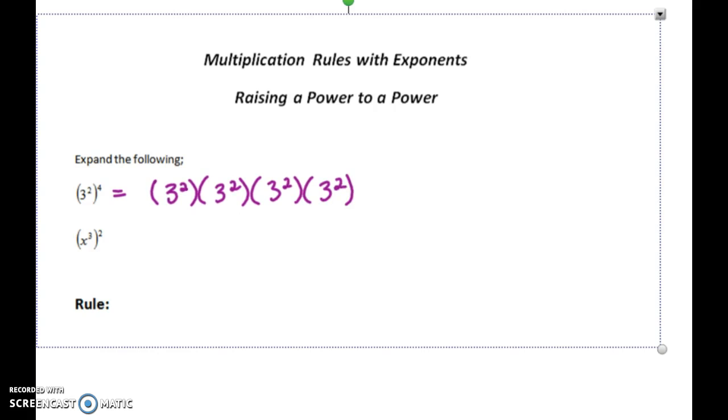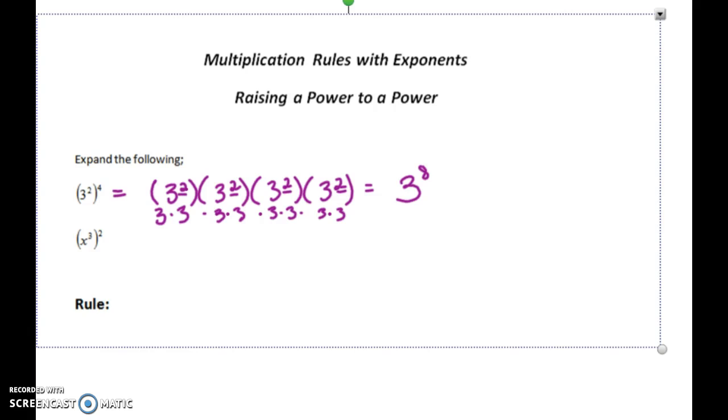And we've already learned in the last class that if I'm multiplying the same bases together, I can just add the exponents, and that's our shortcut. So 3 times itself 4 times, I would add 2 plus 2 plus 2 plus 2 and get 8. Because this is really just that. And this is way too much to write. But that's why the shortcut will work.